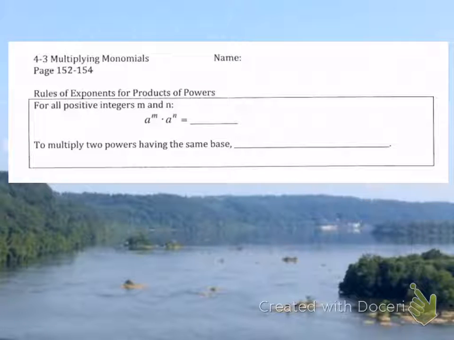So the general rule in algebraic form for all positive integers m and n, when we have a, just any number, to the m times a, any number, to the n, then we can find that value by taking a to the m plus n. So generally the rule then is to multiply two powers as long as they have the same base, then you can simply add the exponents.